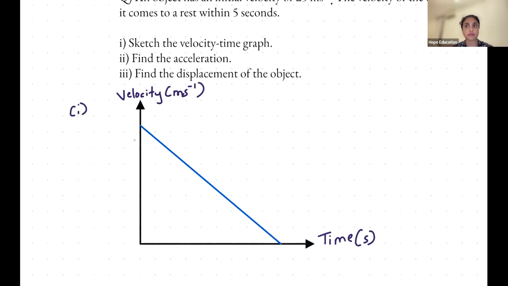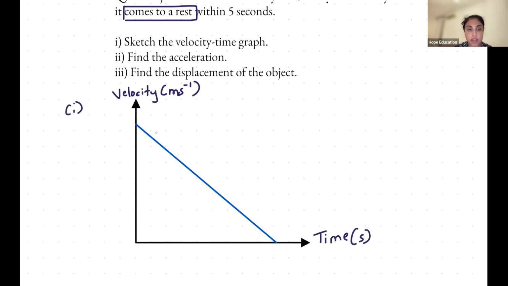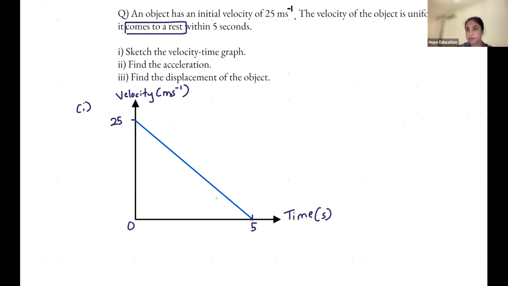Yes, if the object comes to rest, that means the final velocity is 0. So the initial velocity is 25, the final velocity is 0. What is the time here? 5 seconds. Is this how you plotted the graph? Can you give me a thumbs up if you did it like this?